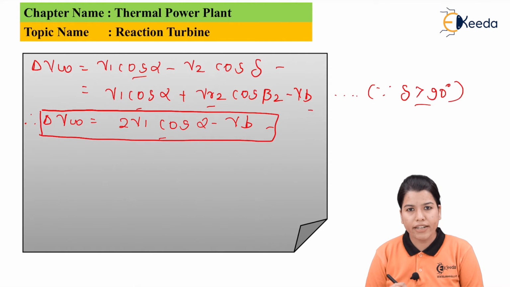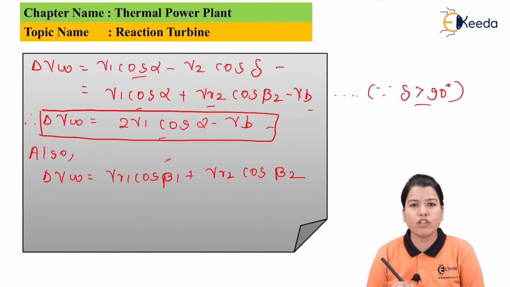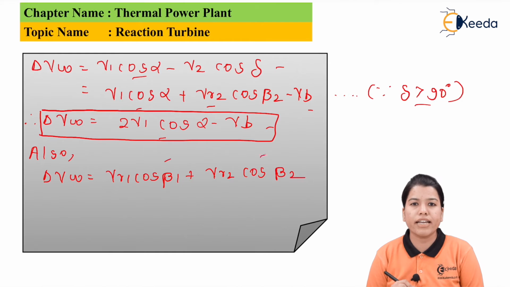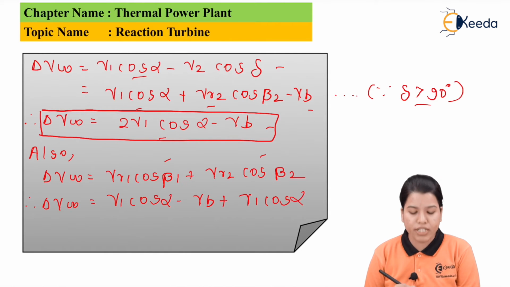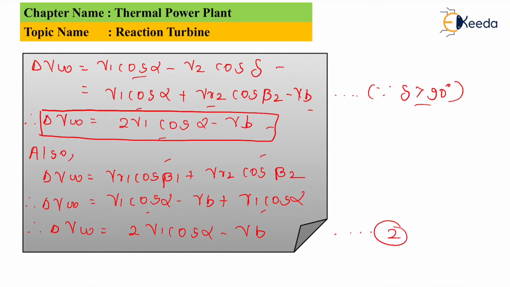Also, we know that delta VW is equal to VR1 cos beta 1 plus VR2 cos beta 2. Further, we can simplify the equation as delta VW is equal to V1 cos alpha minus VB plus V1 cos alpha. Further simplifying this equation, we get delta VW is equal to twice V1 cos alpha minus VB. Let it be equation number 2.